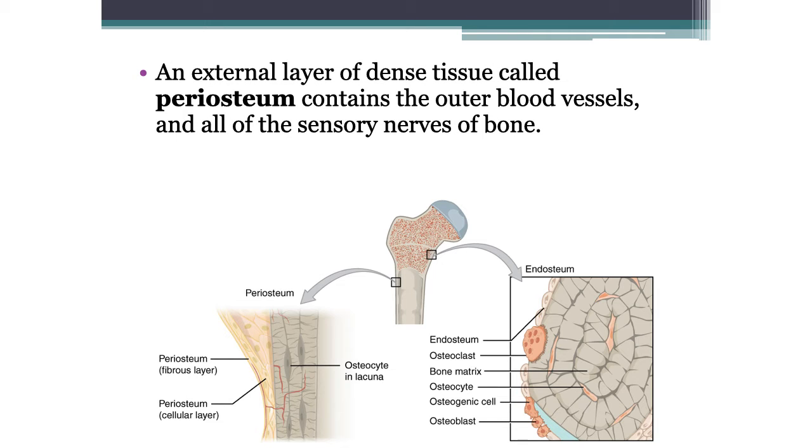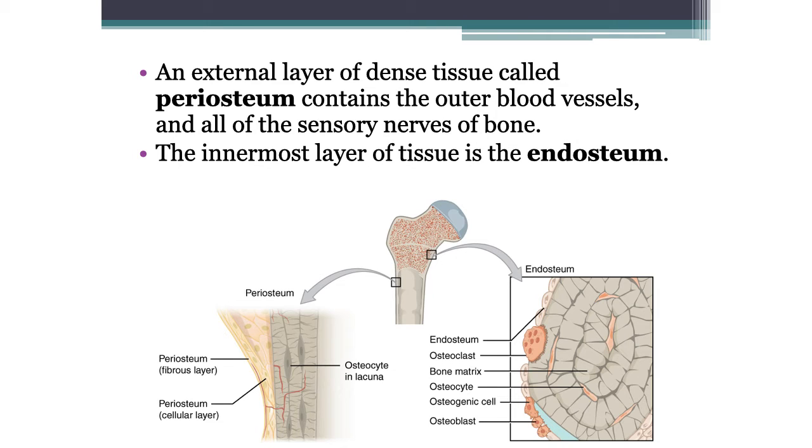So we see an external layer of dense tissue called periosteum that contains the outer blood vessels and all the sensory nerves of the bone. So we see that we have blood vessels and all those going to the bone. The innermost layer is called the endosteum. So in these two images, we see the periosteum on the left and the endosteum on the right, and we can see the bony matrix, the osteoblasts, and all the parts that make up the bone.